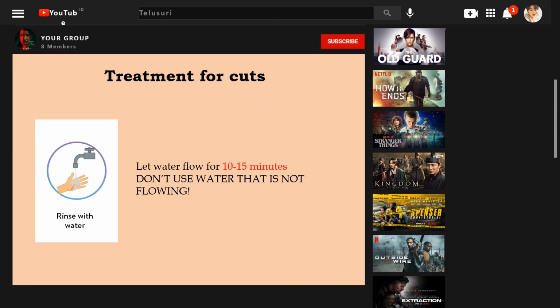So if you know the type of your injury, let's move on to the treatment for the cuts. Firstly, open the tap water in the lab and let the water flow for 10 to 15 minutes, and just put your hand in the water and let the water flow throughout your hand. And the most important thing you have to remember, don't use water that is not flowing. Because why? Because water that is not flowing will easily be contaminated with microorganisms, and this will lead to infection by the microorganisms.